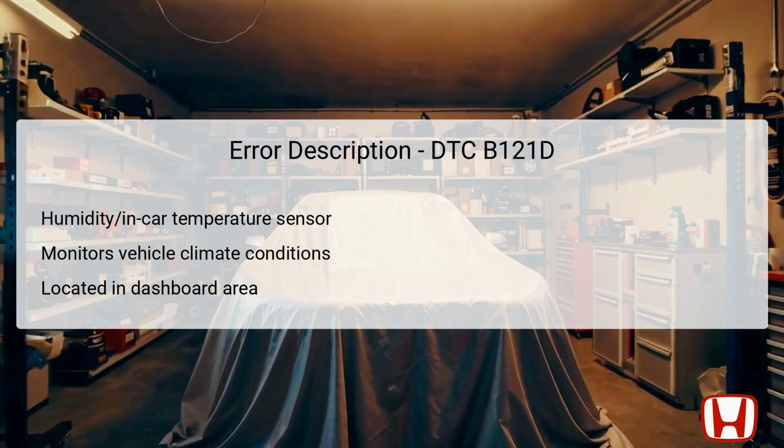When a communication error occurs, as identified by DTC B121D, it implies a disruption in this data exchange, potentially due to wiring issues, sensor malfunction, or climate control unit failure. The proper functioning of this sensor is integral to ensure passenger comfort and effective climate control operation.